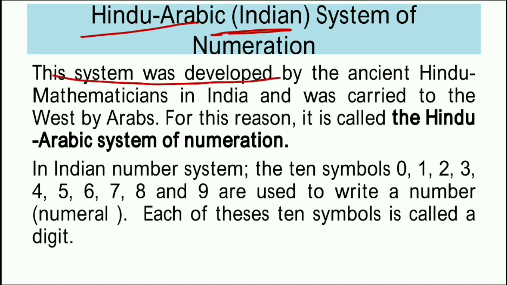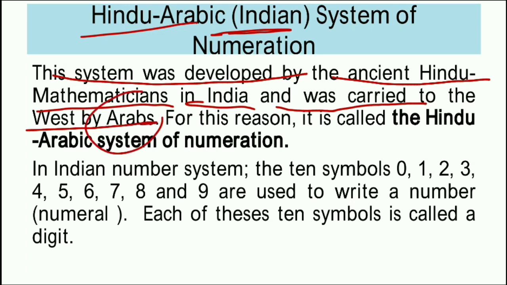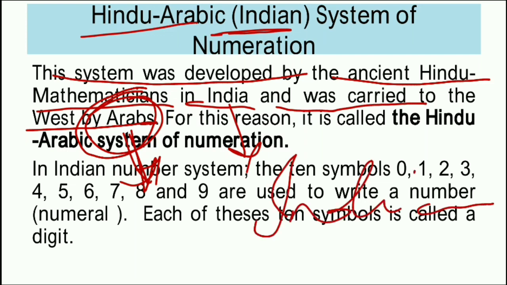Actually this system was developed by the ancient Hindu mathematicians in India, and it was carried to the west by Arabs. Arabs means the people who live in Arabia, like Saudi Arabia. It is not Arab, Kharab, or that Karos. It is Arab the way we say Indian, we are Indian. So those who live in Arabia are called Arabs.